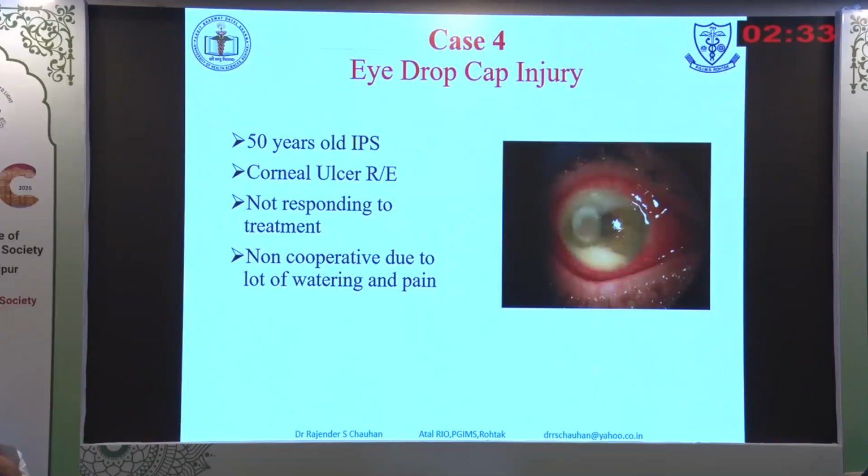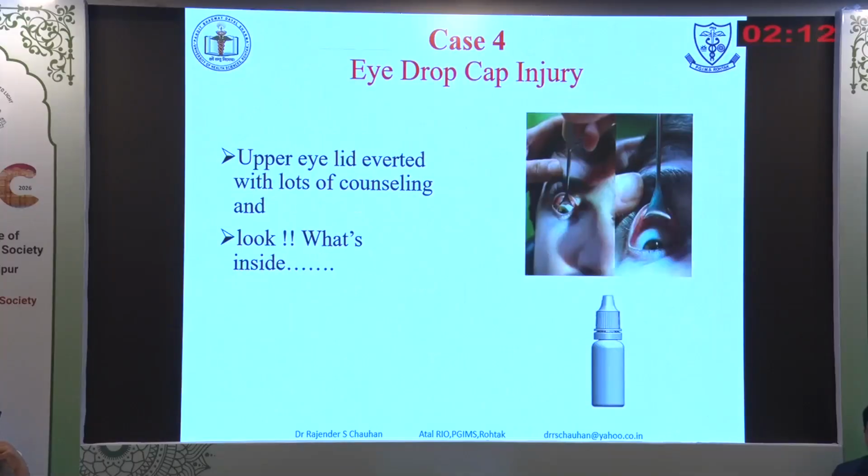This was an IPS officer. He was Director General of Police Services, and he didn't allow anybody to touch his eyes, and he was having a non-healing corneal ulcer. But I counseled him, and I told him that I need to touch your eyes, and then only I would be able to treat you. Then he allowed me, and when I everted his upper eyelid, to my utter surprise, under the upper eyelid he was having a ring of the cap of an eye drop bottle. So that was treated later on.